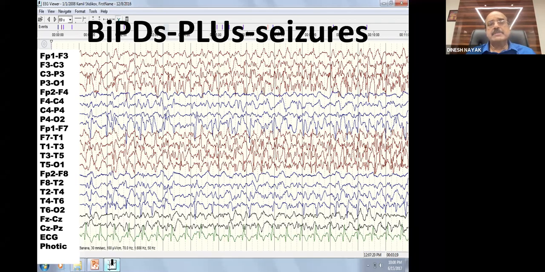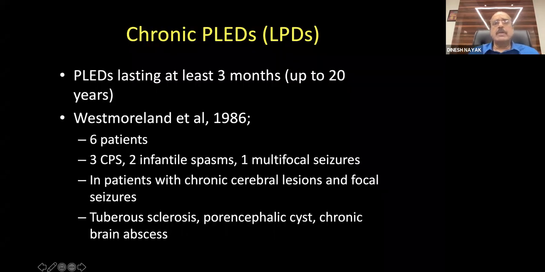Now, sometimes, very rarely, you can get what is called chronic PLEDs. Chronic PLEDs means, by definition, PLEDs which are lasting for at least 3 months. Sometimes it can go on for years together. And in a series, it's very rare. It's not very common. Sometimes you can have chronic lesions like tuberous sclerosis, porencephalic cyst, chronic brain abscess. All these things can produce chronic PLEDs.